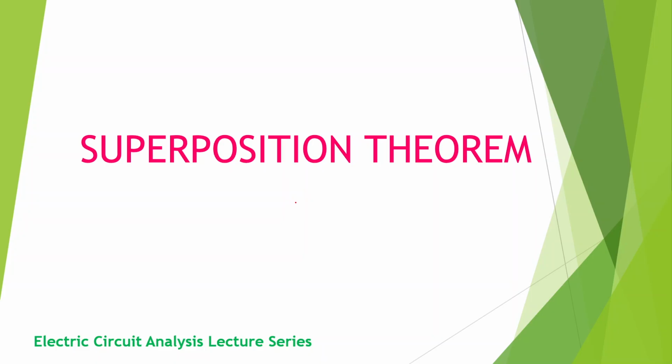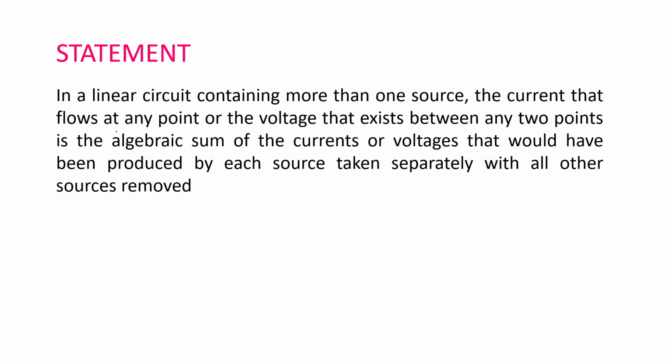Students, in this video, let us discuss the superposition theorem. The statement of the superposition theorem is: in a linear circuit containing more than one source, the current that flows at any point, or the voltage that exists between any two points, is the algebraic sum of the currents or voltages that would have been produced by each source taken separately, with all other sources removed.